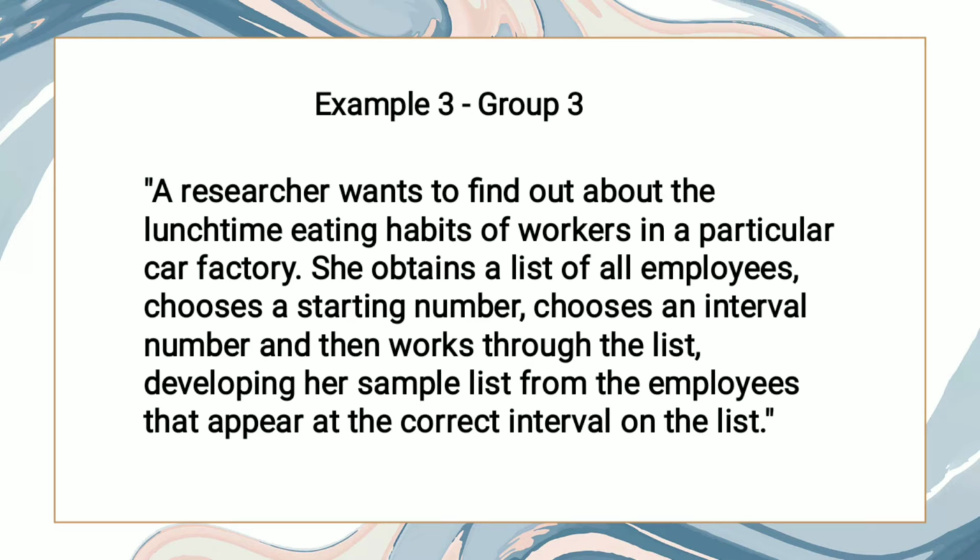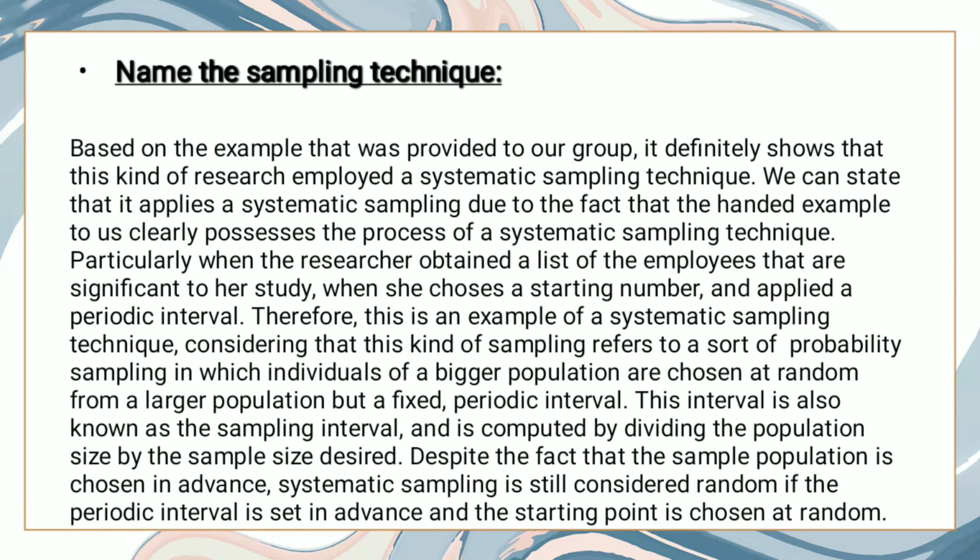So the example that was given to us entails that a researcher wants to find out about the lunchtime eating habits of workers in a particular car factory. She obtains a list of all employees, chooses a starting number, chooses an interval number, and then works through the list, developing her sample list from the employees that appear at the correct interval on the list. The first task to do is to name the sampling technique.